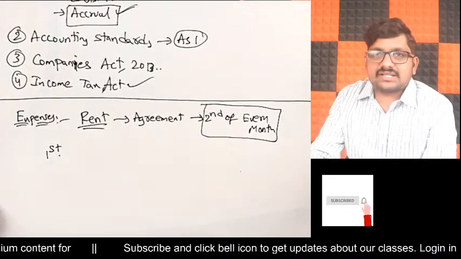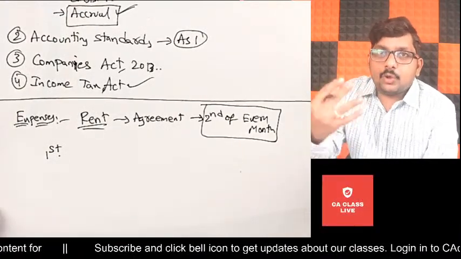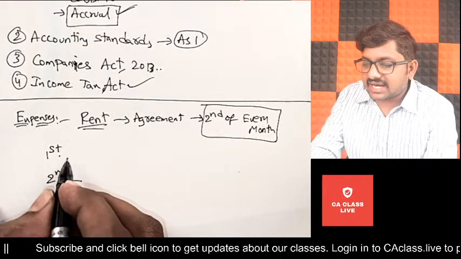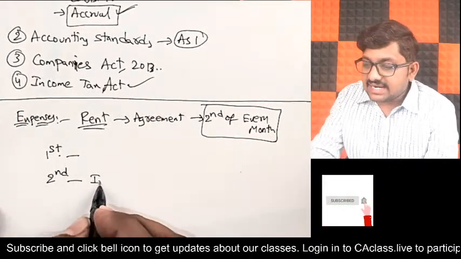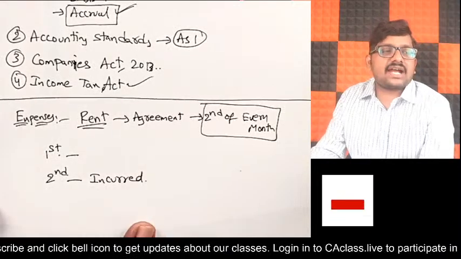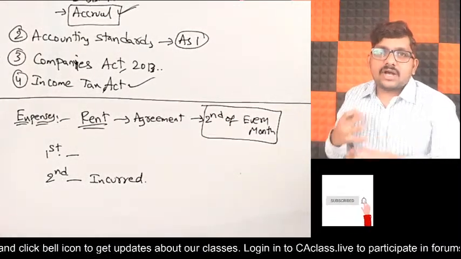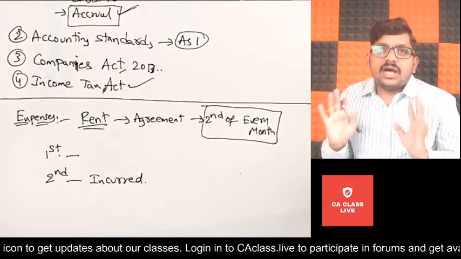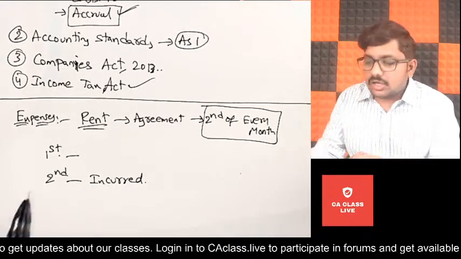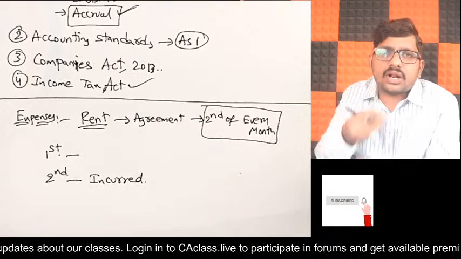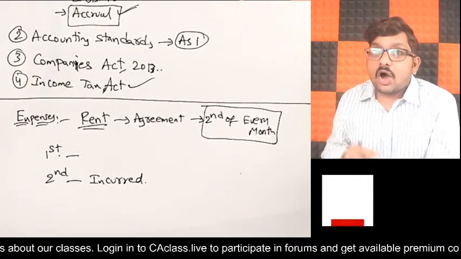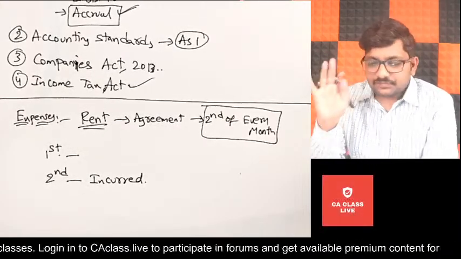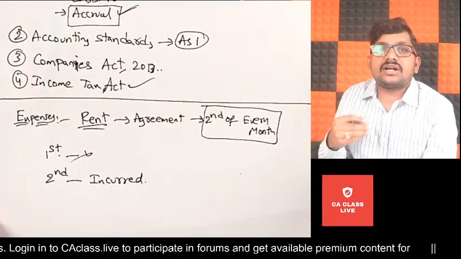On 1st of every month, are you liable to pay? No, you are not liable to pay, because as per the agreement, you have agreed to pay on 2nd of every month. I say I incurred rent expenditure on 2nd of every month, my dear friends. Because the liability to pay, your pressure to pay, actually arises on 2nd. On 1st, you need not pay. Even if the owner comes and asks, give me my rent, you can say, please come on 2nd. Because only on 2nd you are liable to pay, not on 1st. Acceptable, my dear friends? So on 1st I did not incur, I incurred on 2nd.